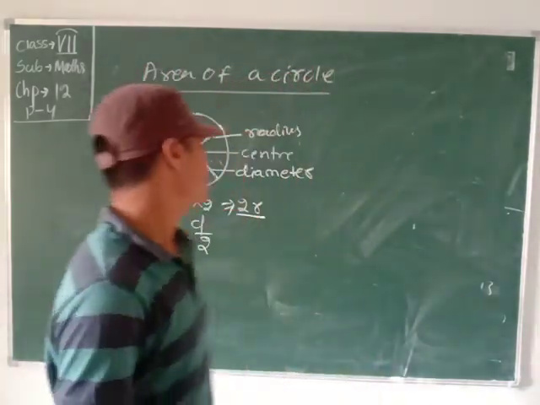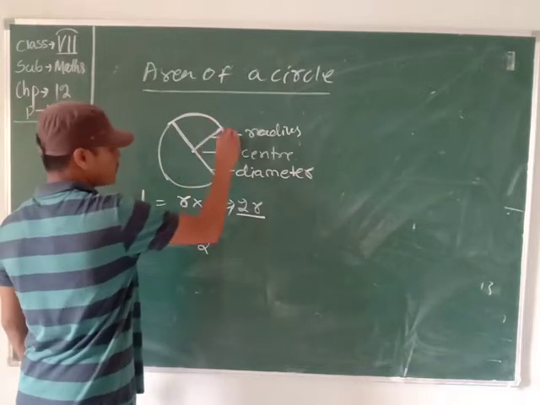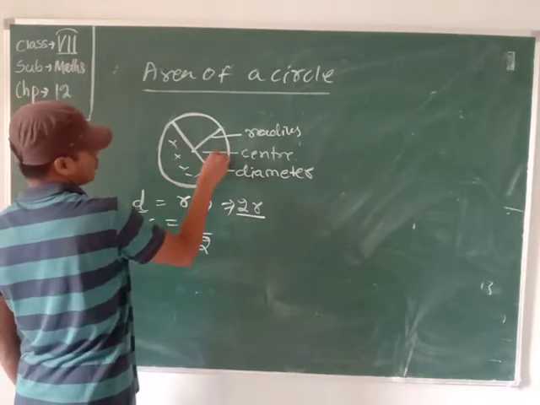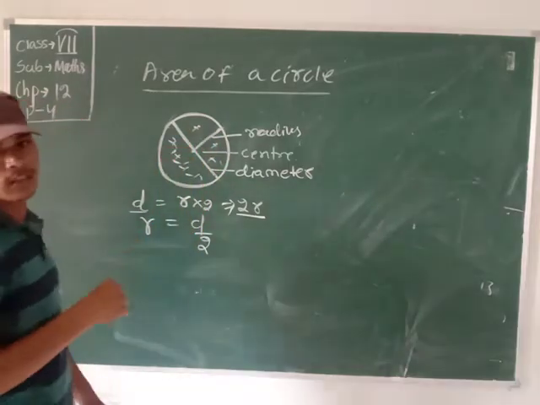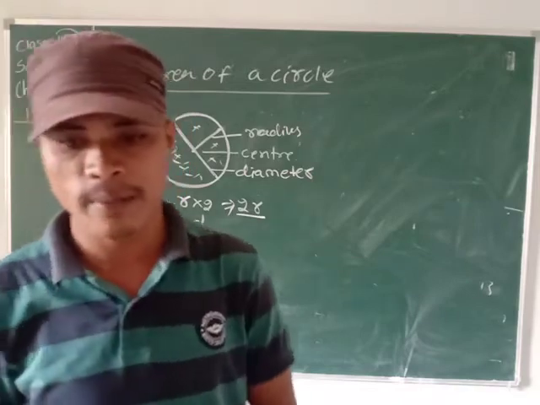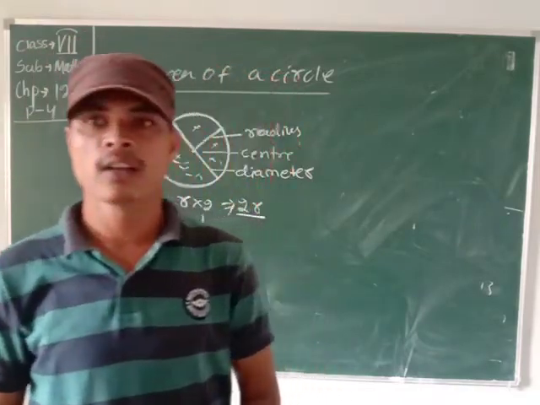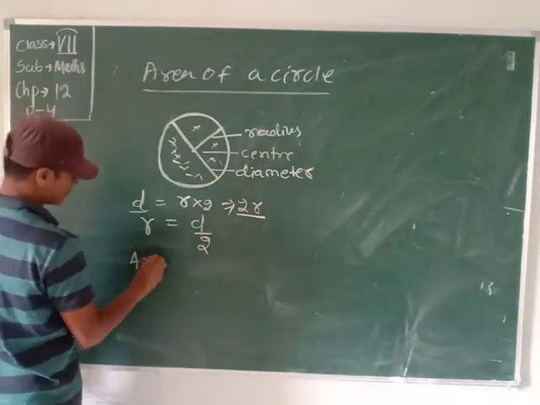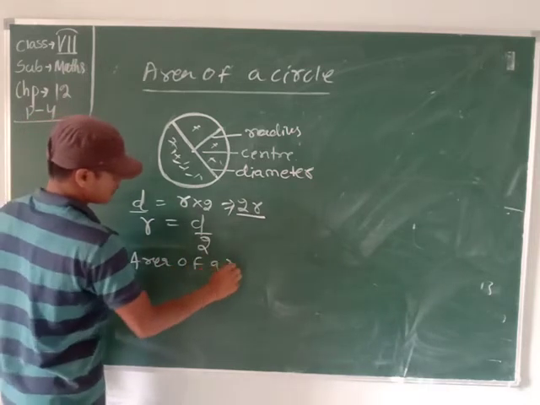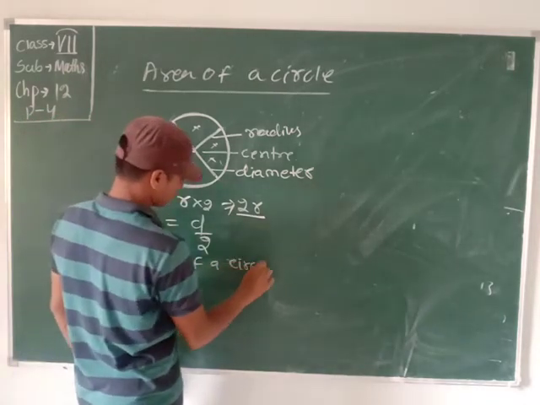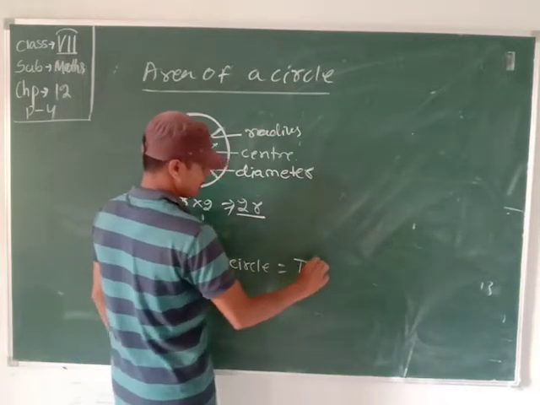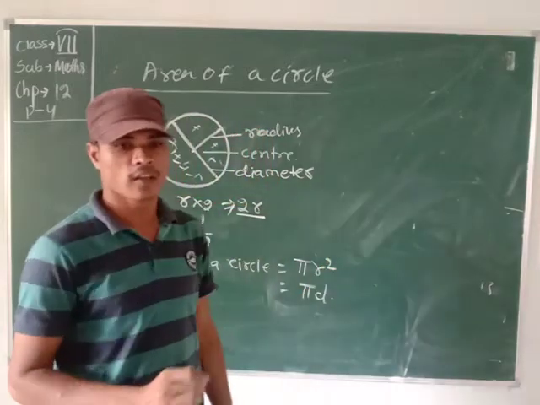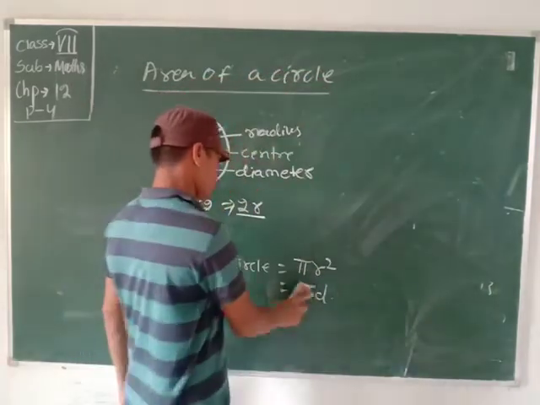What is the area? The space occupied within the boundary is called the area of a circle. You know about the perimeter, which for a circle is the circumference. The area of a circle equals pi r square. Area of a circle equals pi r square.